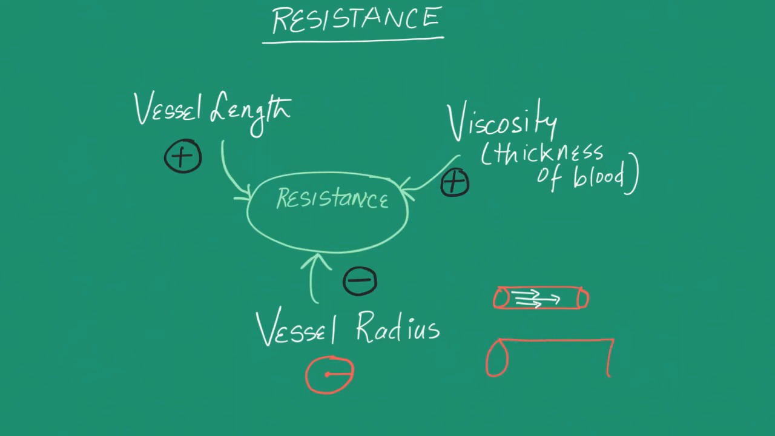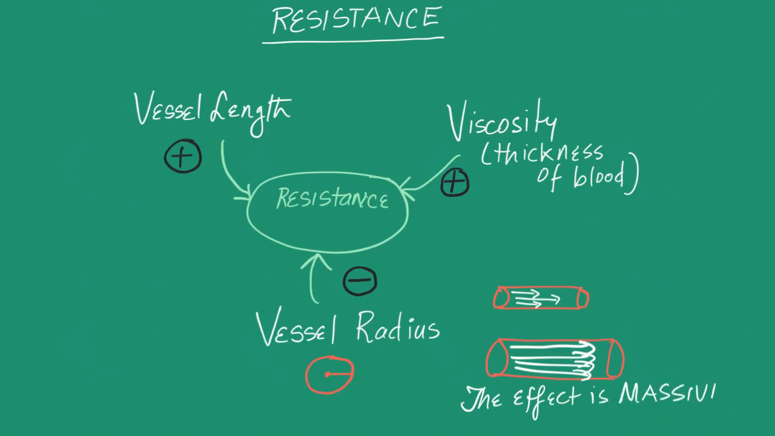Even if the vessel radius increases just a little bit, it can have a massive effect on resistance, which means flow is much greater. Here's a tiny blood vessel showing certain amount of flow. If this blood vessel is widened, the flow increases dramatically. So vessel radius has the most profound effect on resistance, which means it has a profound effect on flow, because when resistance decreases, flow increases.